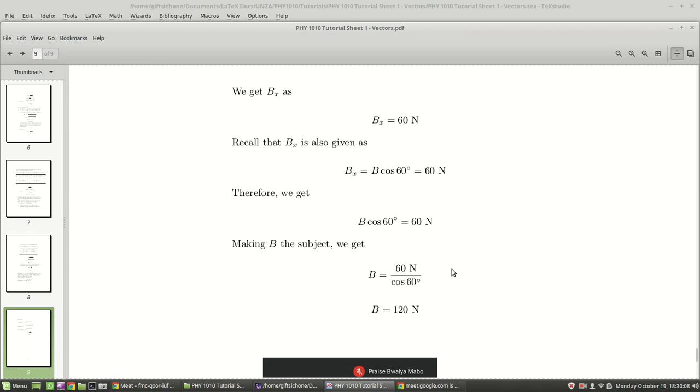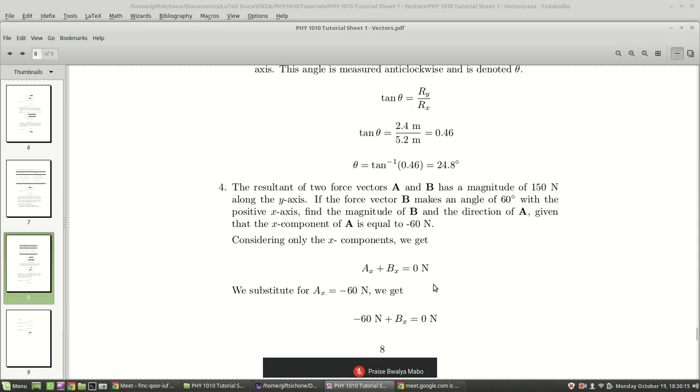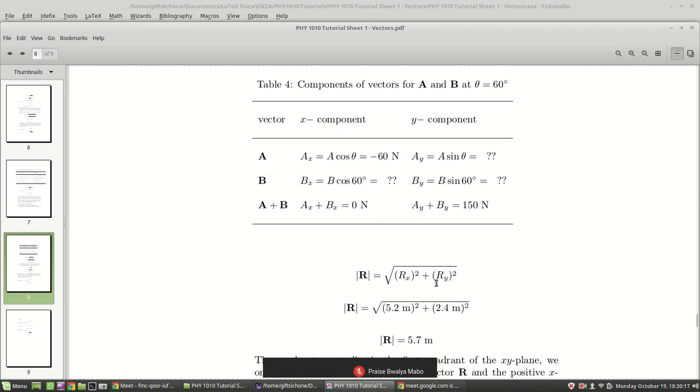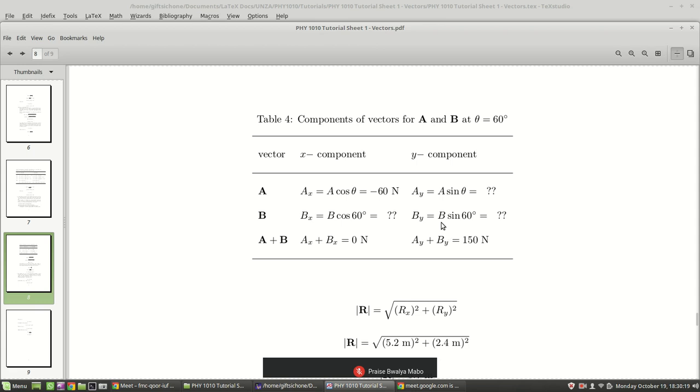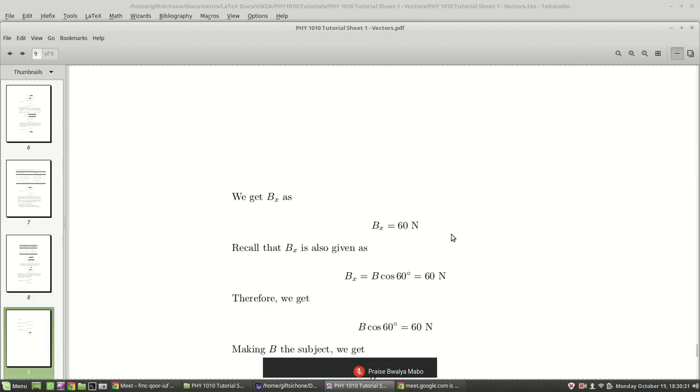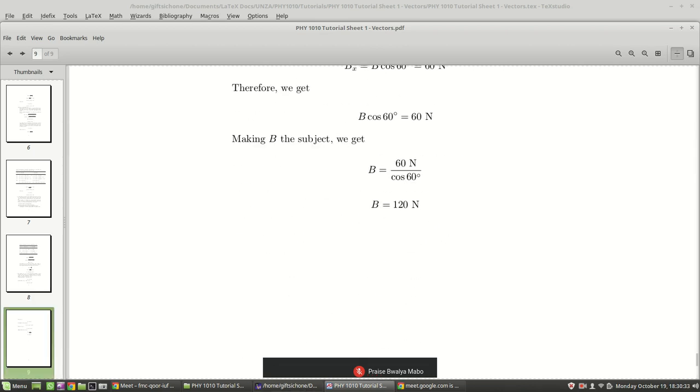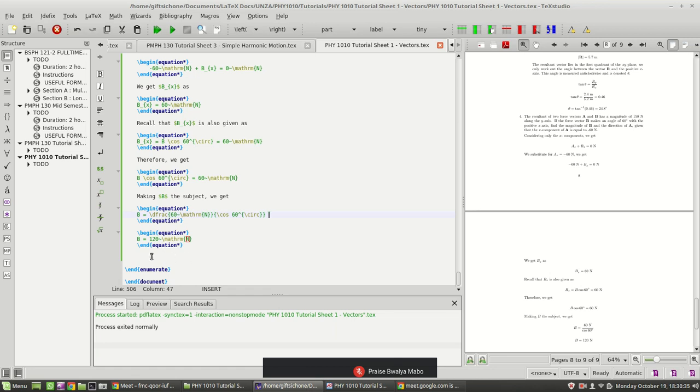Yeah, so we get B to be equal to 120. This is good because now that we know B, we can work out BX, so you can work out BY, okay? Because now that we know B is equal to 120, you can find BY, because BY is equal to B sine 60. Is that clear?